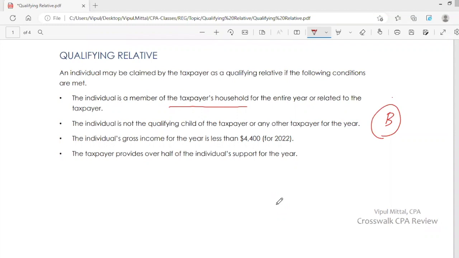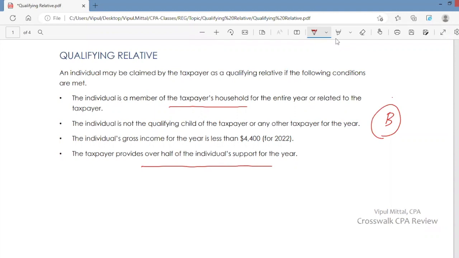All right. So you want to claim B as your qualifying relative? Then what is B's gross income for the year? B's gross income for the year should be less than $4,400. And the last condition is that the taxpayer provides over half of the individual's support for the year. So you are the taxpayer and you want to claim B as your qualifying relative, then you provide more than half of B's support for the year.